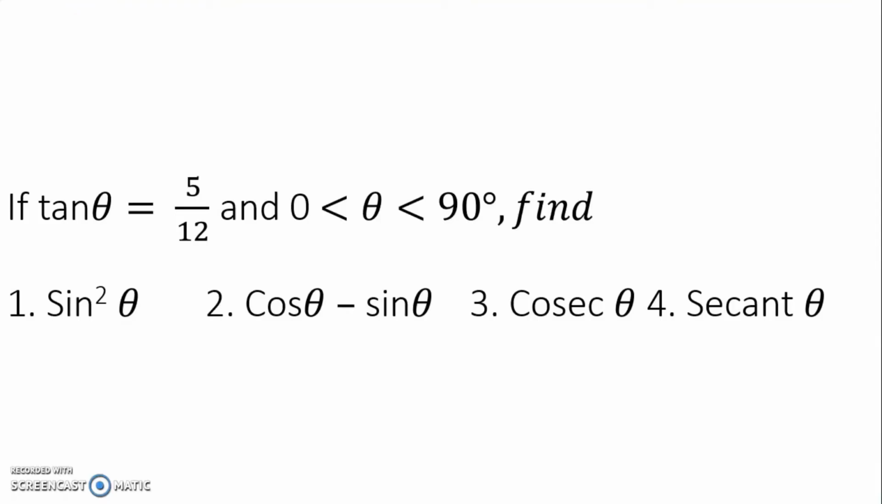Let's take this relevant example. If tan theta is equal to 5 over 12 and 0 is less than theta less than 90 degrees, find: 1, sine squared theta; 2, cos theta minus sine theta; 3, cosec theta; and 4, secant theta. Let's see how we can solve this problem.